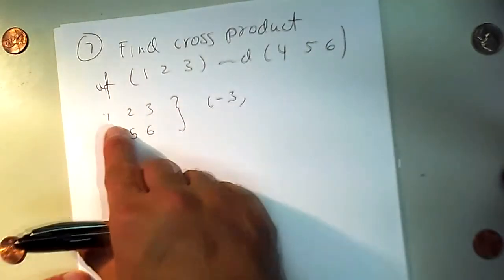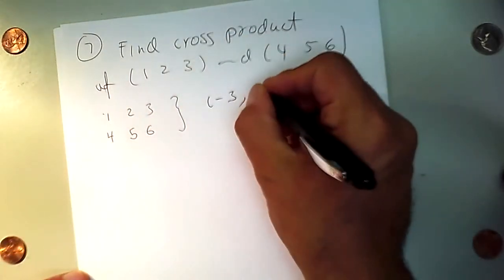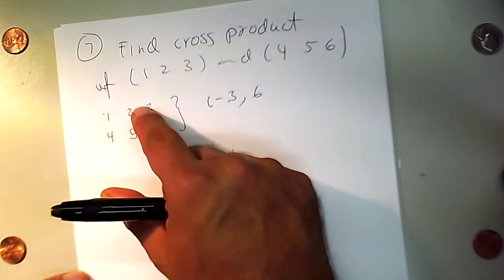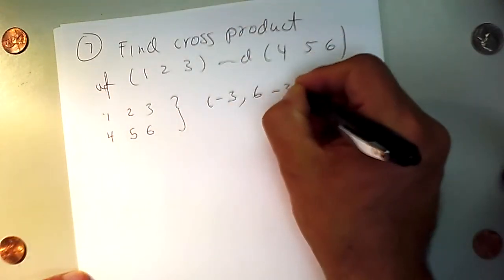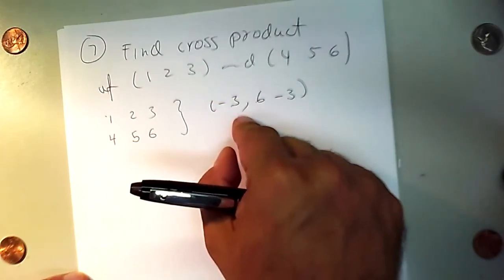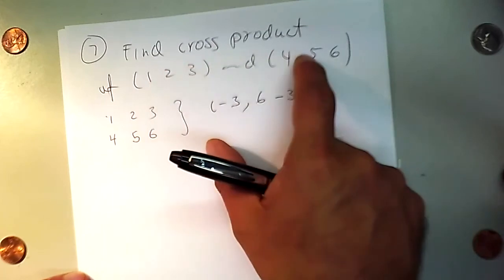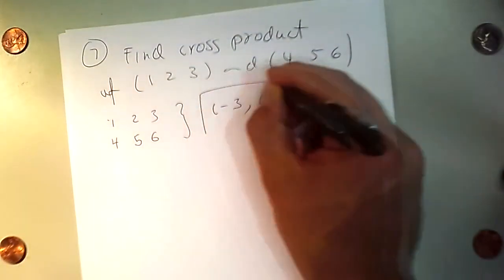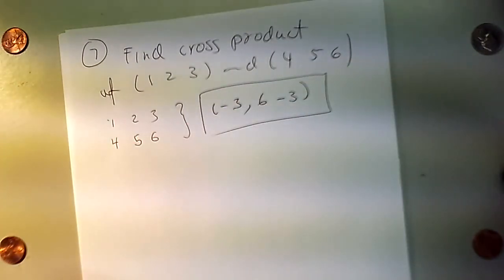Now I forgot what it was. 6 minus 12 is negative 6, so 6. And then 5 minus 8, negative 3. So the cross product is this: the cross product of this vector with this vector. Okay, so that's the answer. That's the cross product. What does that tell us?